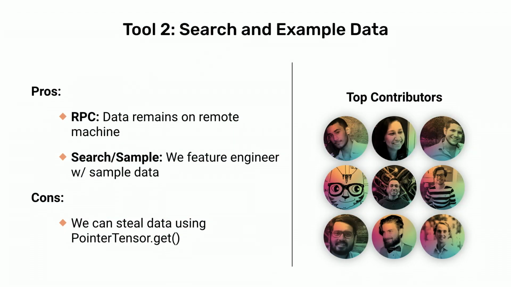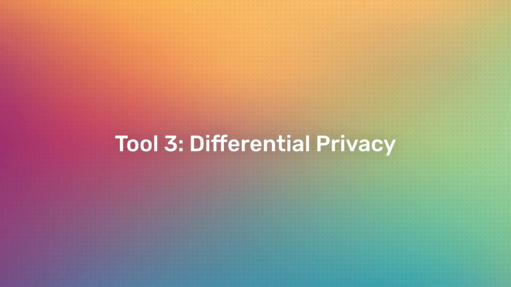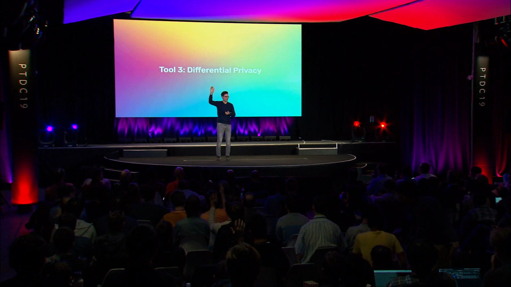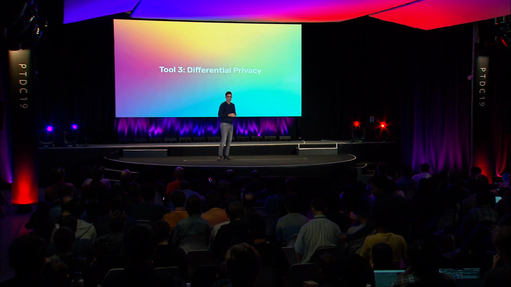So that's all great. We can do remote feature engineering, but this still has this mysterious .get function. How do we ensure that when we ask for a tensor back from a remote machine, we aren't accidentally also getting back private information? This brings us to the third tool, differential privacy. Differential privacy, has anyone come across this before? OK, cool. All right, quite a few people. That's great. So I'm going to do a quick overview.